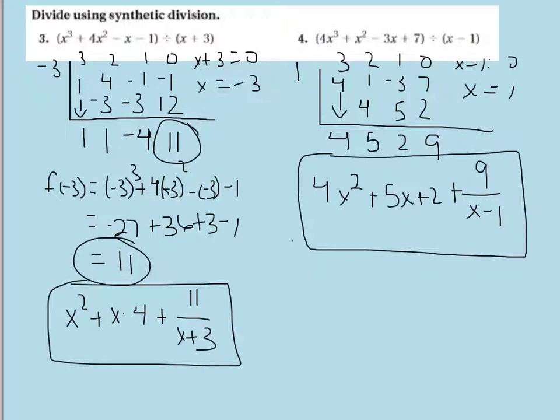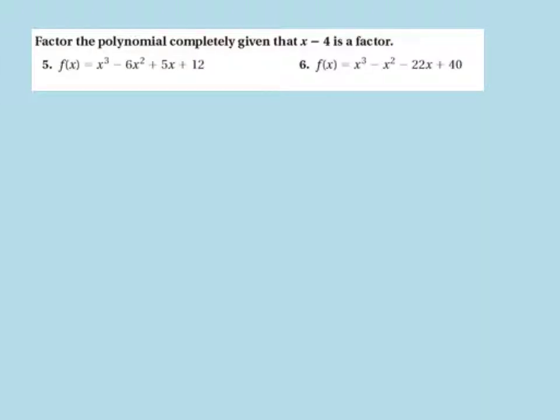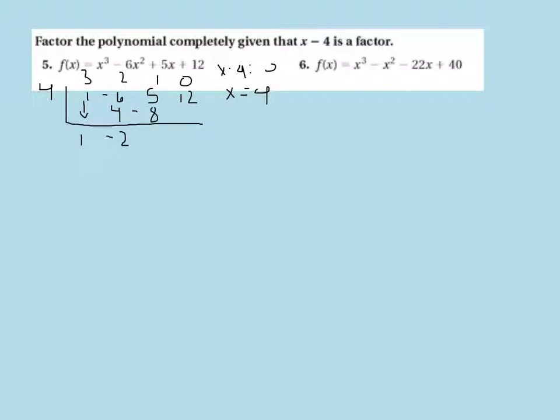Okay? So factor the polynomial completely, given that x minus 4 is a factor. So this is what you do. Set that factor equal to 0, solve it. Use synthetic division. We need to have a 3, a 2, a 1, and a 0. So 1, negative 6, 5, 12. Bring down the 1, you get 4. Negative 2, negative 8, negative 3, negative 12, 0. See how the remainder is 0? That's because it is a factor.